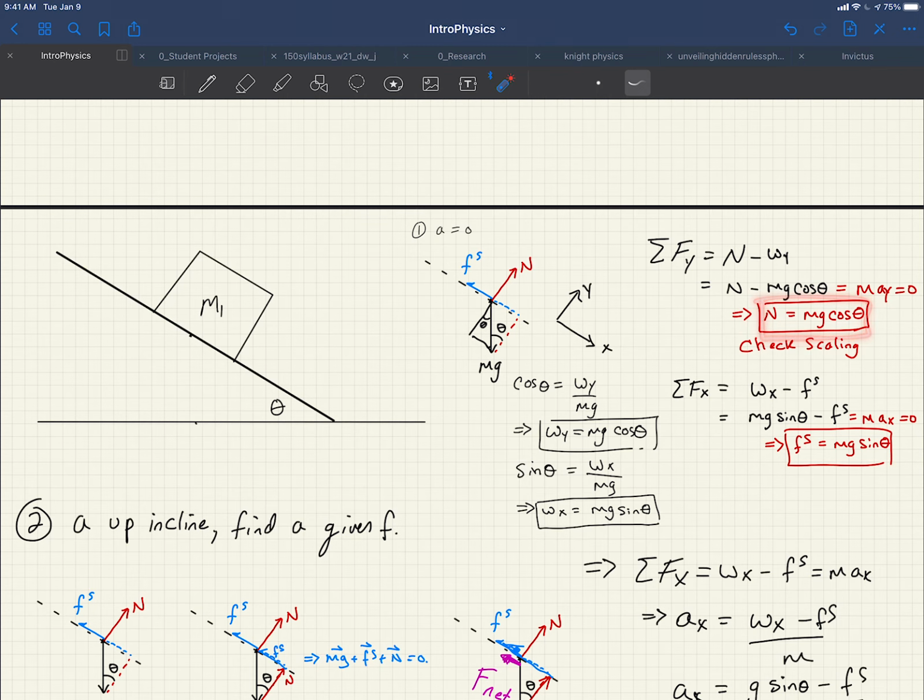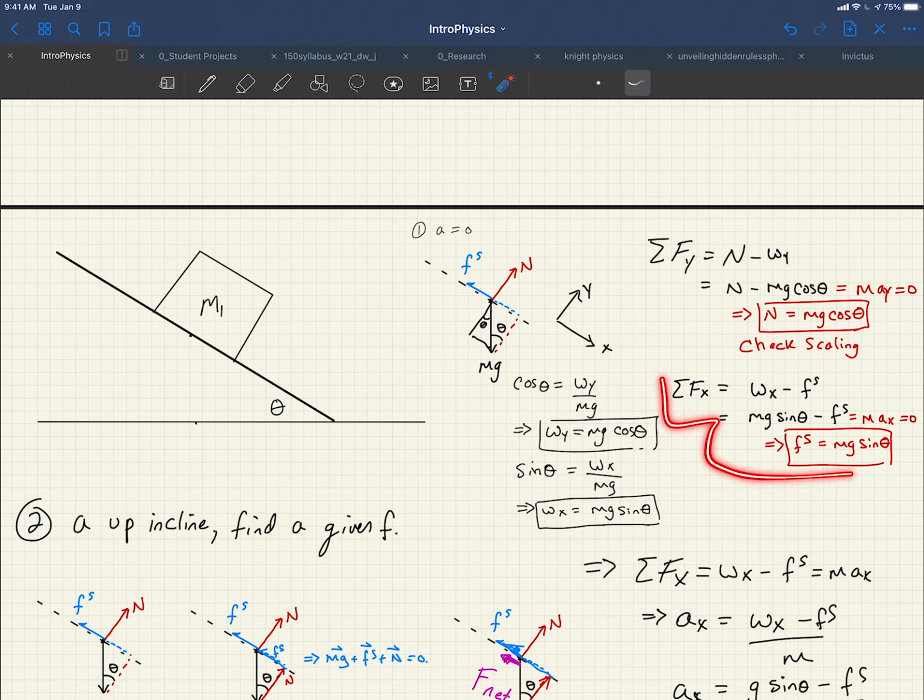The normal is mg cos theta. Sorry, I said that wrong. Y direction. This is our y direction. As theta goes to 0, that y direction becomes vertical. And so as theta is plugged in here for 0, cosine of 0 is 1. That says the normal equals the weight, and that's the sort of thing we expect.